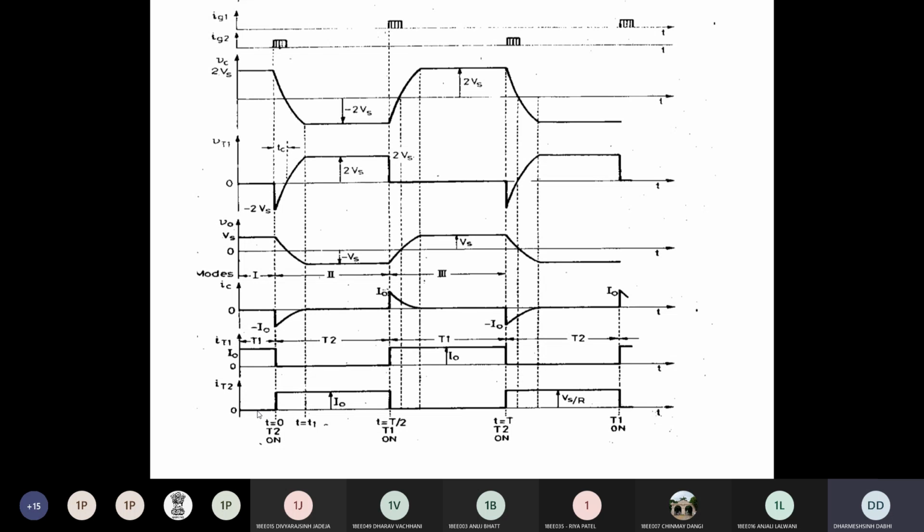So this is the first mode, showing the different values of capacitor voltage, thyristor voltage, output voltage, capacitor current, and thyristor T1 and T2 currents. Clear? This is for mode 1, before t is equal to 0. Now at the t is equal to 0 instant, you can see that you fire T2.